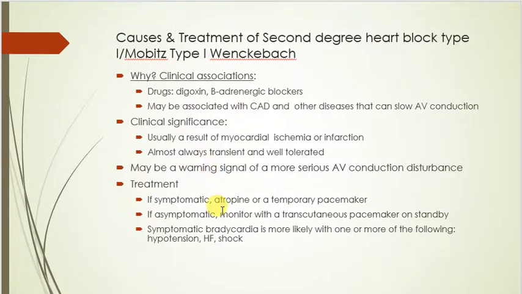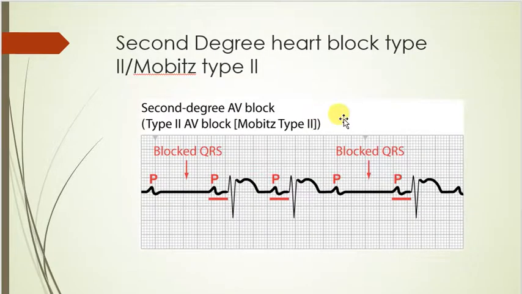So, like I said, if it's symptomatic, we're going to give them some atropine and plan on a temporary pacemaker. If it's asymptomatic, you can monitor and just have a temporary pacemaker on standby. You want to worry about hypotension, heart failure, and putting this patient into hypovolemic shock. So we want to monitor them.